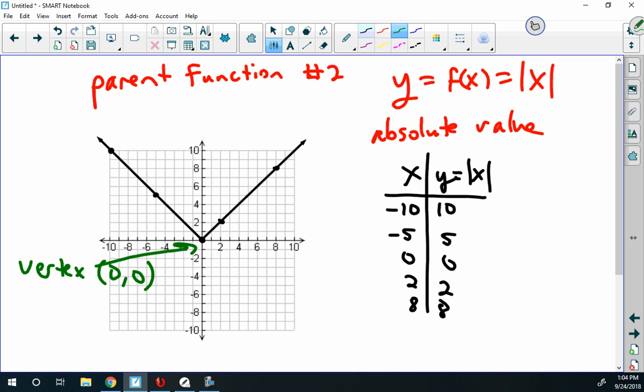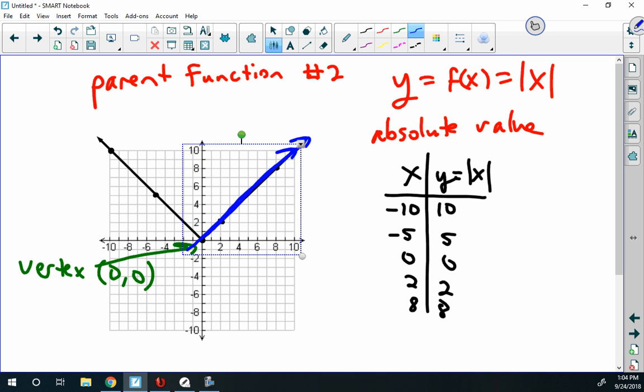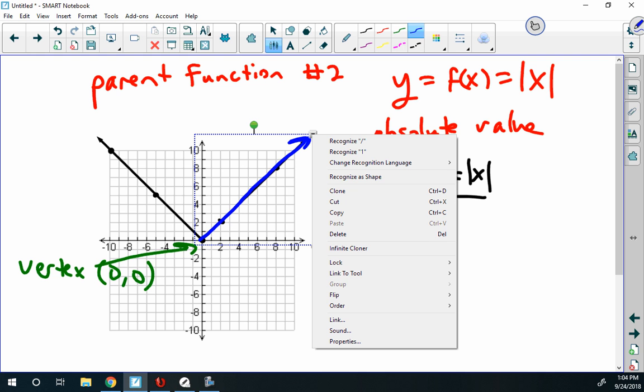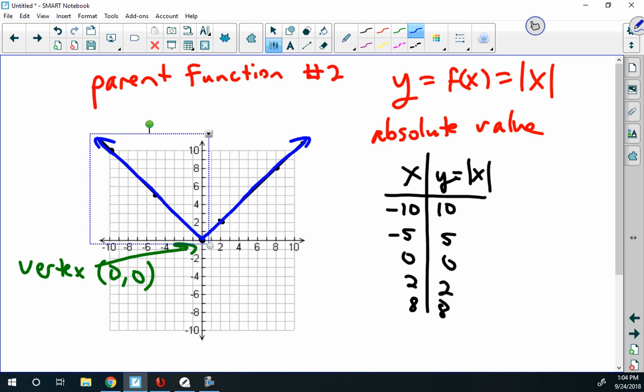One thing interesting about this particular function is the graph. If I were to take this right arm of it and clone that right arm, and flip it over from left to right, you'll notice that this graph is symmetrical around the y-axis. That'll have a little bit of bearing on something we see later on. So that's the absolute value function.